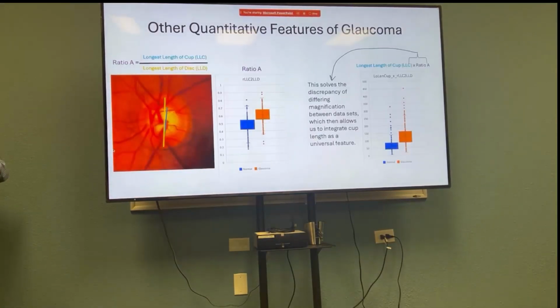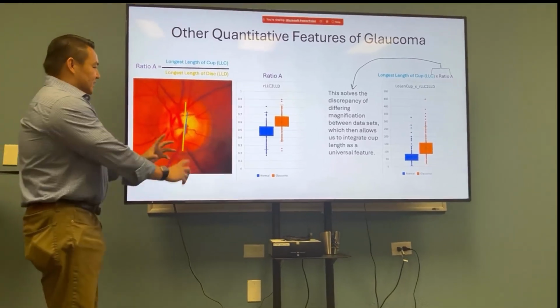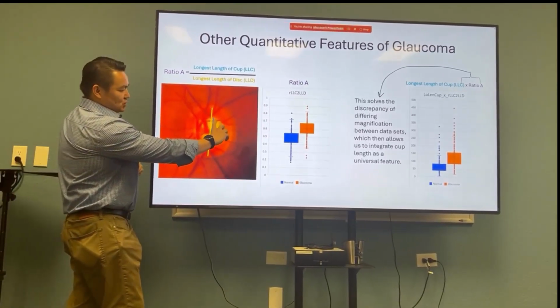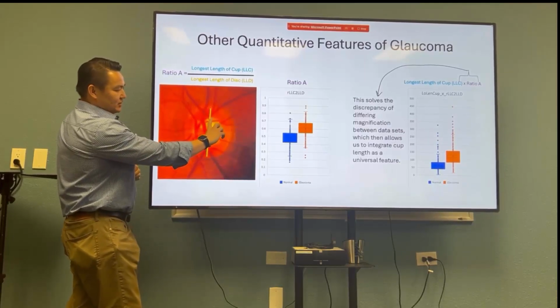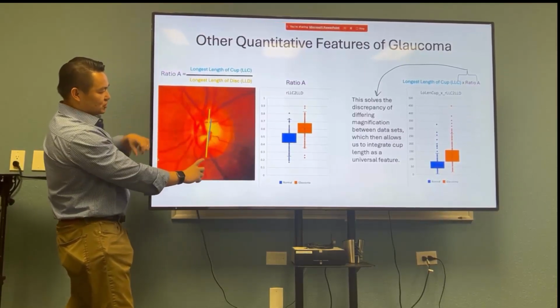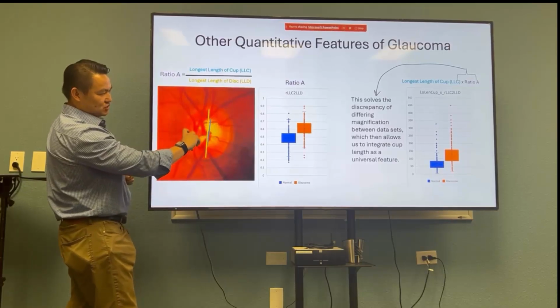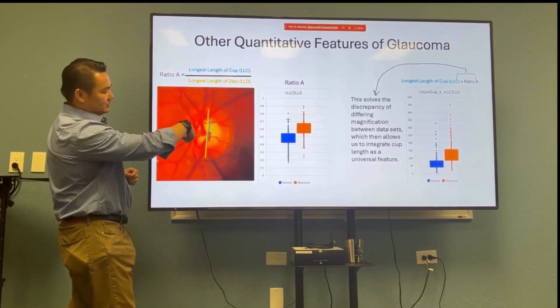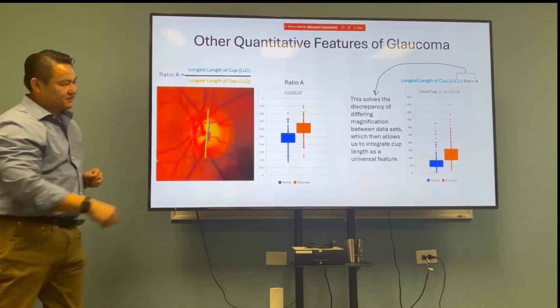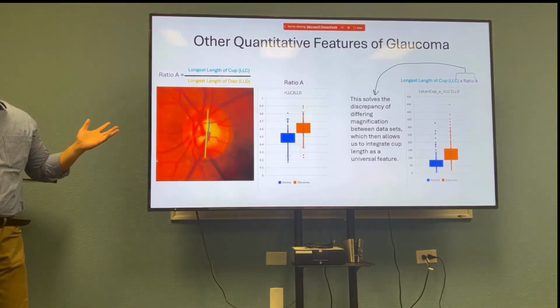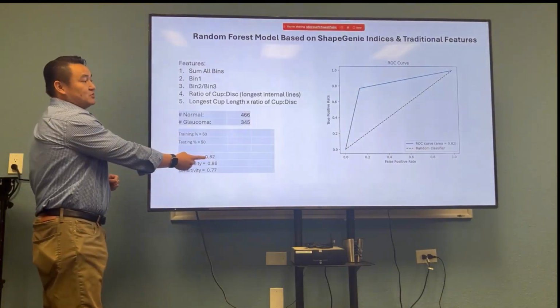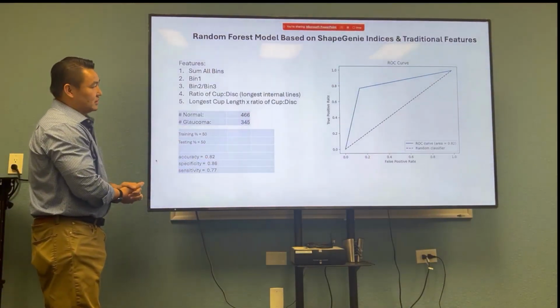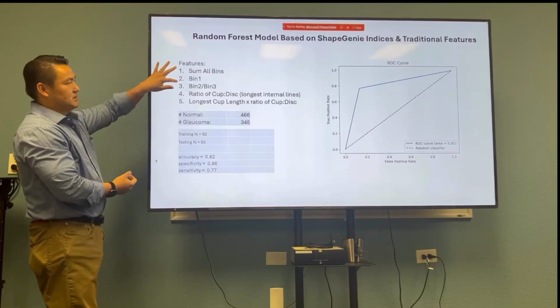And then we wanted to improve this. We realized there's a change in the ratio. As glaucoma gets worse, the wider your cup becomes. And so the ratio between cup length and disc length changes. And here are 2 ratios we were able to derive. And you can see the difference between normal and glaucoma. So when we add these 2, now we have 5 features, the accuracy jumps up to 82%. And this, again, just shows how useful shape genes are.